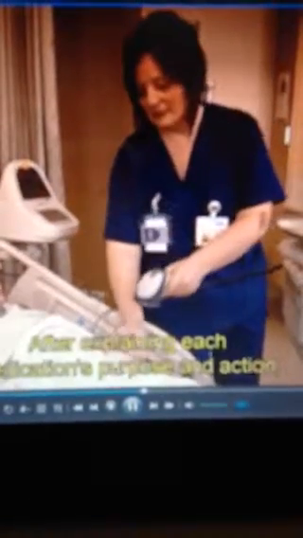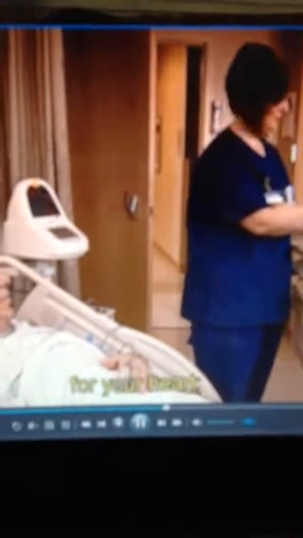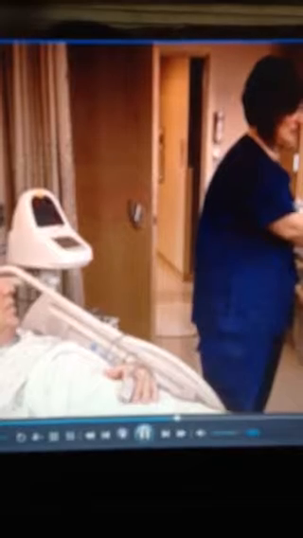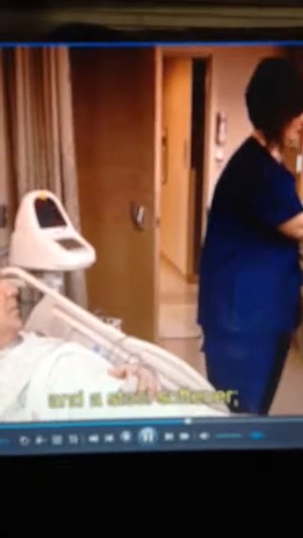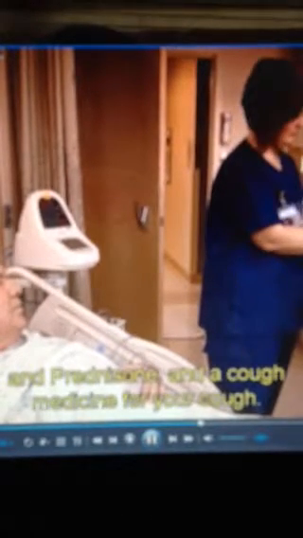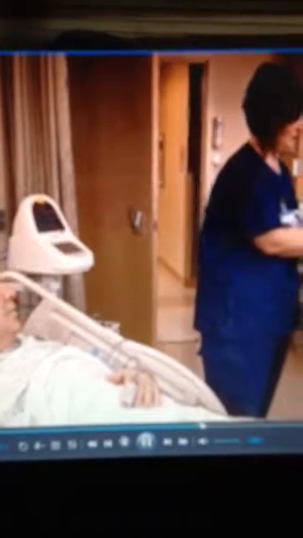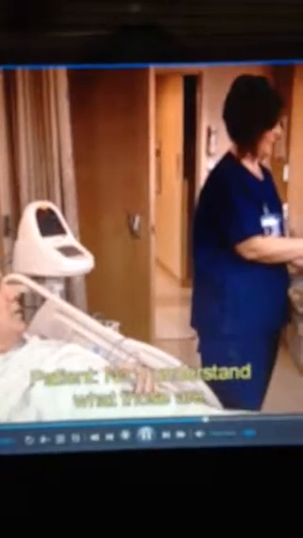After explaining each medication's purpose and action, allow the patient to ask questions about the drugs. I'm going to be giving you digoxin today for your heart. A stool softener, a prednisone, and a cough medicine for your cough. Do you have any questions? No, I understand what you're saying.